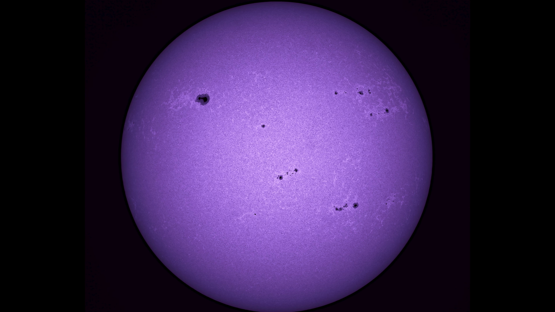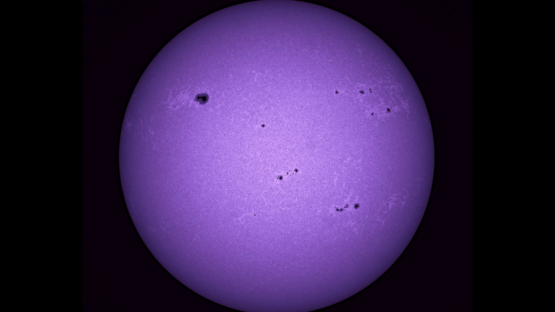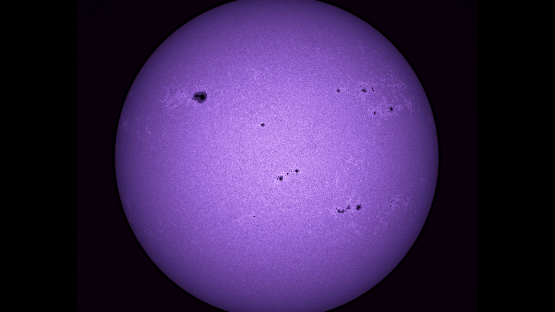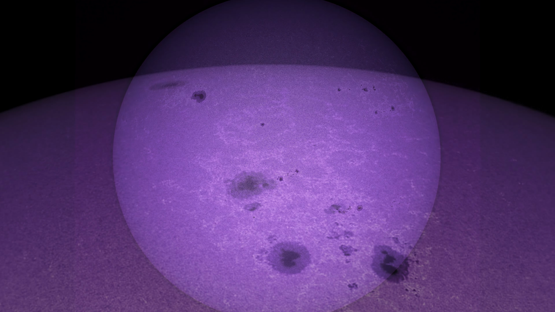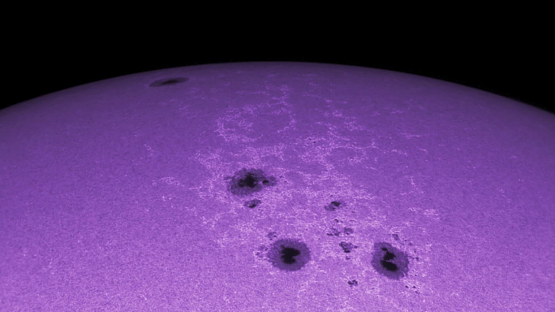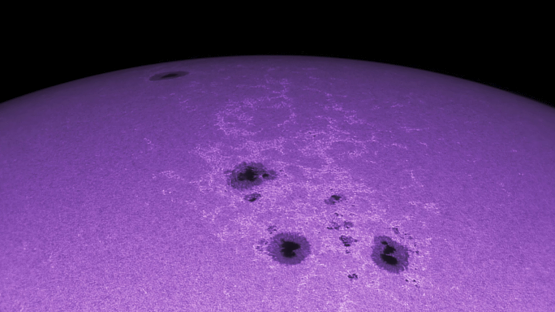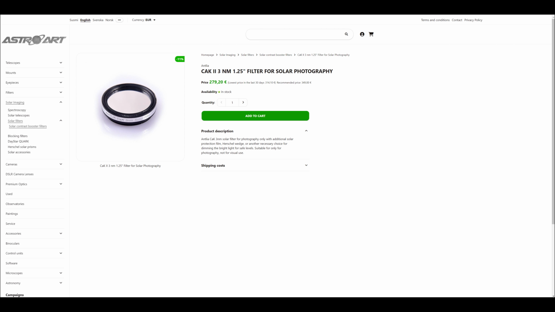Next, we have CAK filters, which are designed to isolate the calcium K line of the electromagnetic spectrum. Observing the sun at this specific wavelength can reveal different layers of the solar atmosphere. The calcium K line enhances the visibility of details on the sun's surface, such as the network of fibrils and occasionally solar filaments. I personally recommend the ANTLIA CAK wedge for its clarity and detail enhancement.